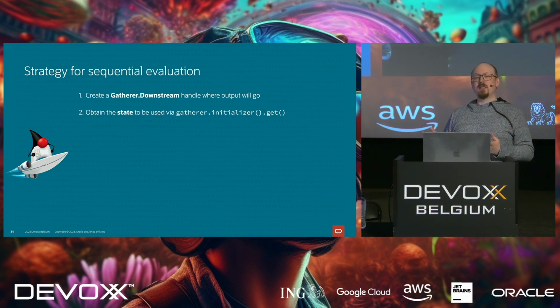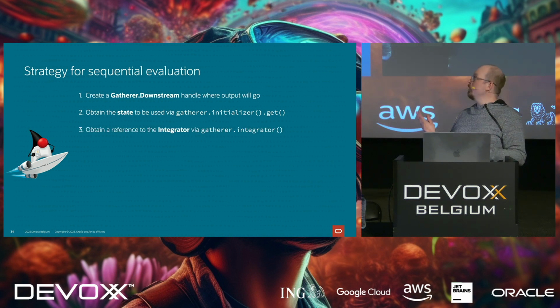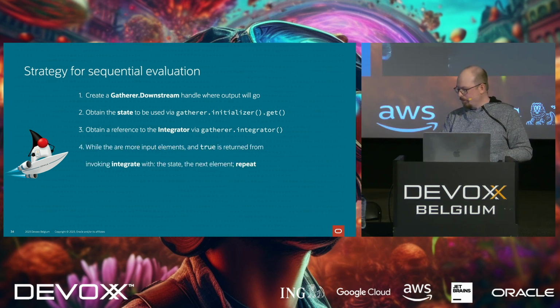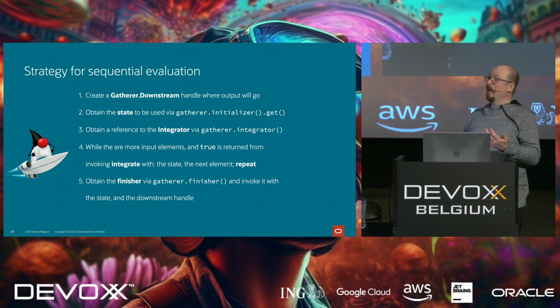And then we need to initialize the state. So we need to call the initializer, and we get the supplier, and then we do get on that, so we get a new piece of state. Then we need the integrator, so that we know what to do with each element. So we call integrator on the gatherer. And then the main loop, where while there are more input elements, and while true is returned from invoking integrate with the current state, the next element, and that downstream handle, we repeat. For as long as we want more input, we give it more input, if we have more input. And then at the end, when we either didn't have any more input or didn't want any more input, we call the finisher with that state that we had and the downstream handle.